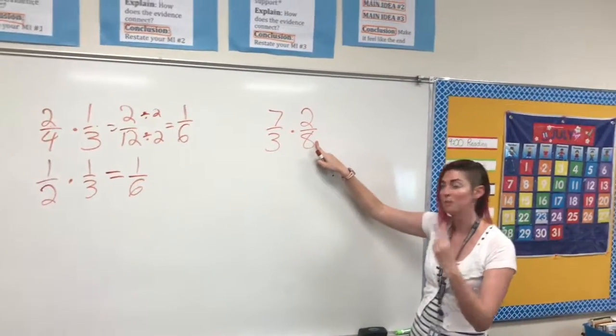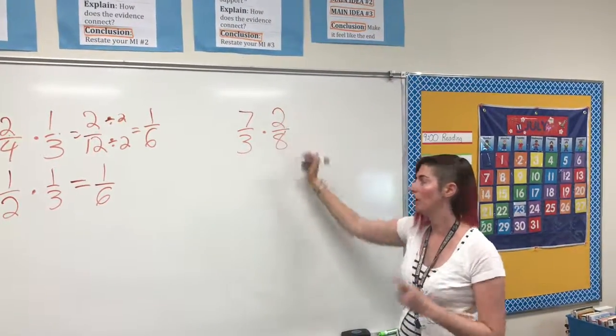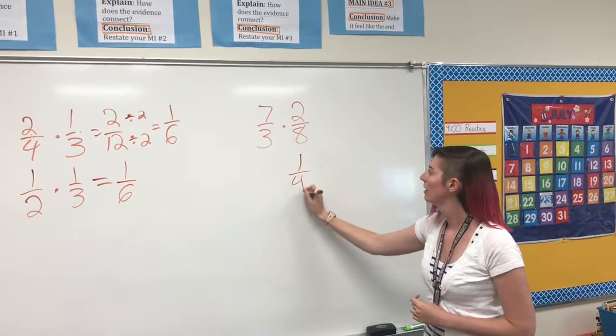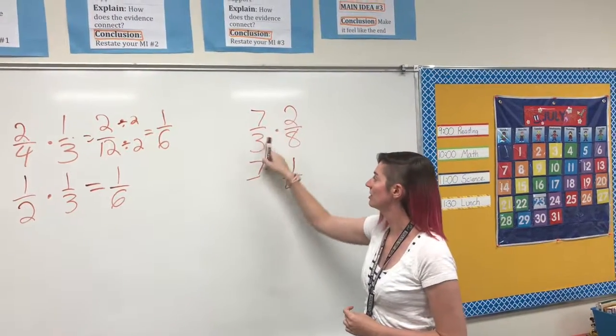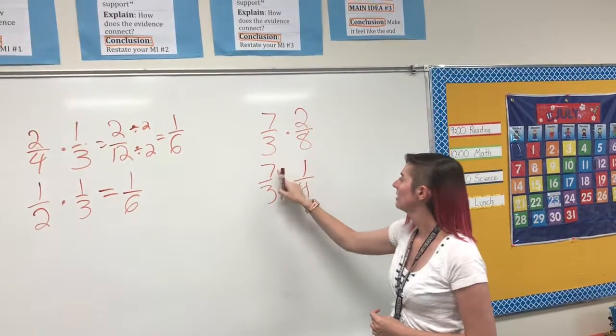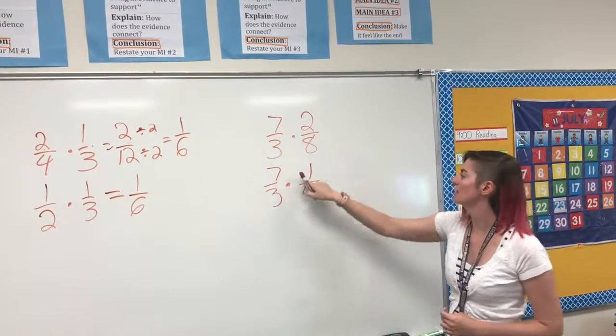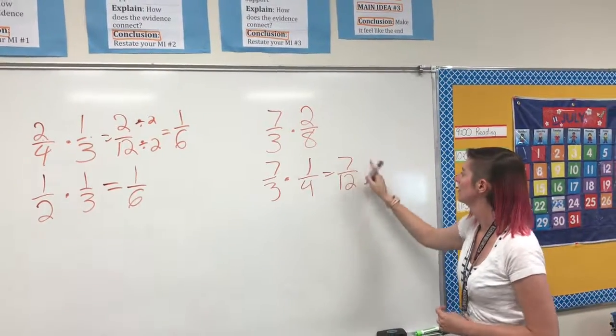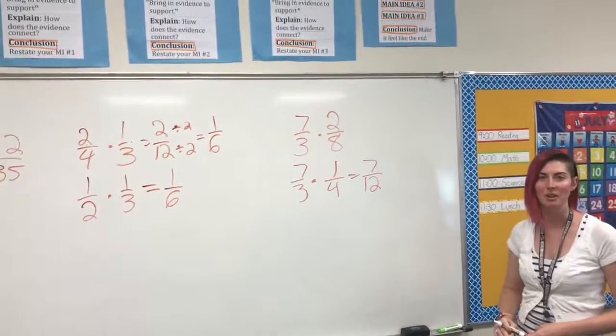2 divided by 2 gets us 1. 8 divided by 2 gets us 4. And 7/3 is just going to stay the same. Top times top, bottom times bottom. 7 times 1 is 7. 3 times 4 is 12. Small as we can make it, 7/12 is our answer.